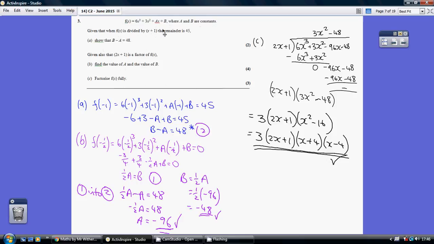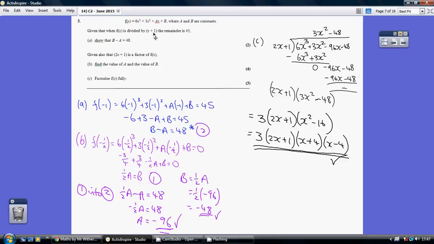So we know x plus 1 is a factor. No, it's not a factor. X plus 1 is what we're dividing by. Excuse me, it's not a factor because we have a remainder. But we know we're dividing by x plus 1, and when we do, we get a remainder of 45.